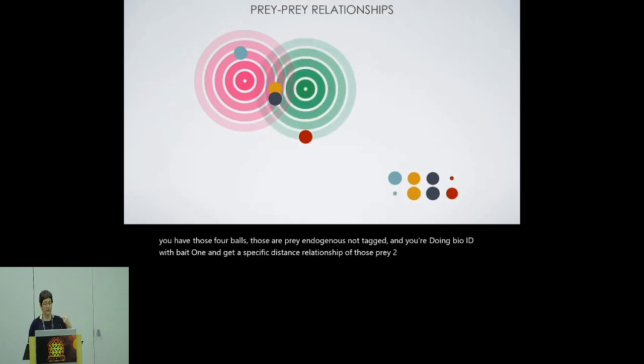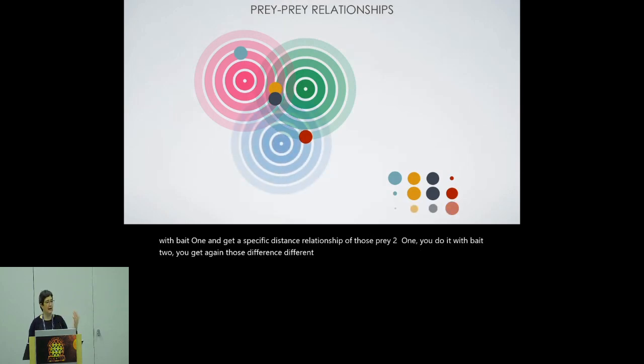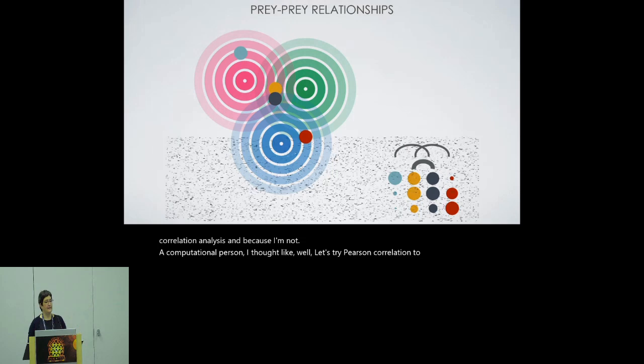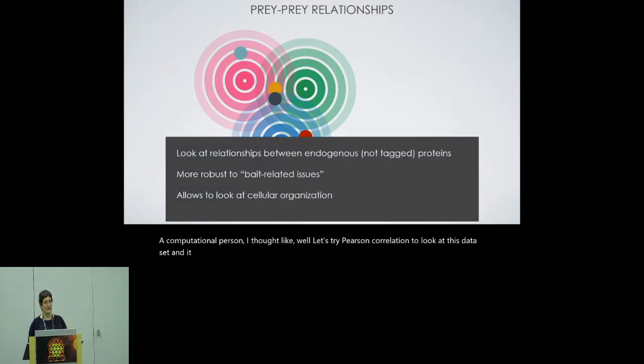You do it with bait 2, you get again those different relationships to bait 2, and you do it over and over again. Well, in systems biology and computational biology, I don't have to explain to you that what you're generating now is a really good data matrix that you can use for correlation analysis. And because I'm not a computational person, I thought let's try Pearson correlation to look at this data set, and it works really nicely. I'll show you in the next one.